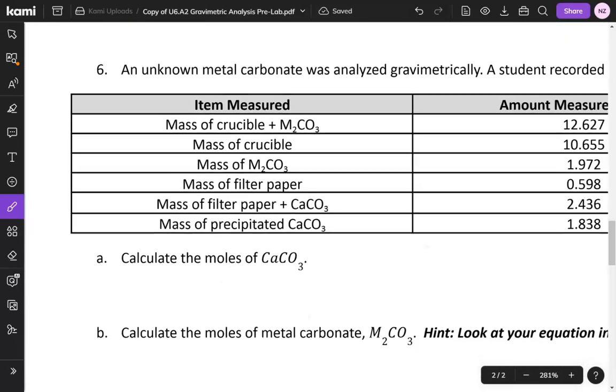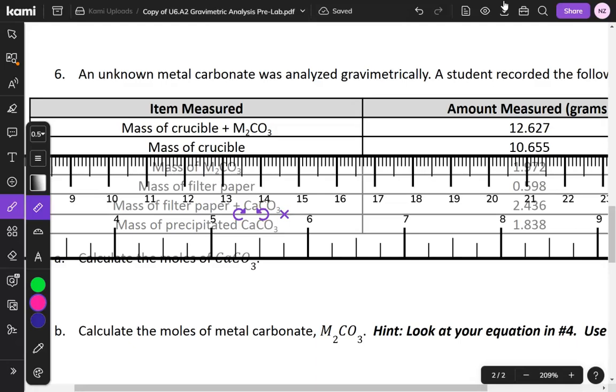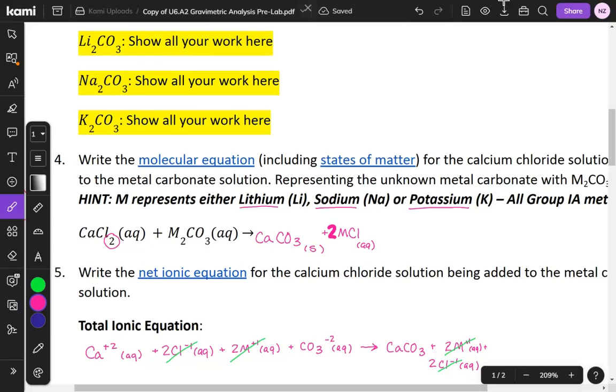Now let's go down to this data table. Okay, so we have a bunch of information. We have some information about our unknown metal, and then we have some information about our calcium carbonate. On the right-hand side, the most important pieces of information that we need here are the mass of our metal and the mass of our calcium carbonate. When it says precipitated, that's the solid that forms. So if you recall, in our equation, we have a solid that forms when we react. We have two things that are aqueous on the reactant side. That means they're dissolved in water. When we mix them together, it clouds up and it becomes a solid.